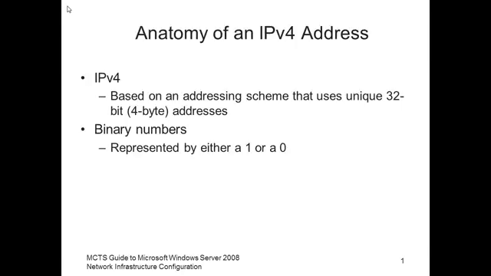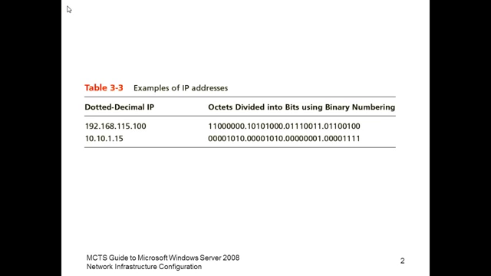You may have 192.168.115.10, and it would be converted to binary. 10.10.1.15 can be converted to binary. Okay. It's very important to know how to convert it to binary because we're going to see where that comes into play here in a minute. Okay. So far, so good. These are just some examples.